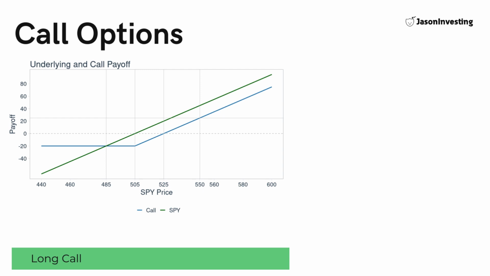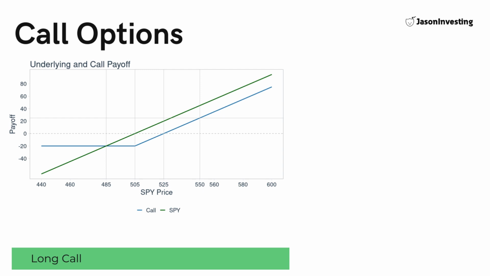And talking about a sharp corner, that sharp corner coincides with the strike price. In this case, the strike price is 505. So what it's saying is if the underlying closes above the strike price, you will start making money, in the sense that if you look at the slope of the blue line above 505, it's the same as the green line, which is 1.